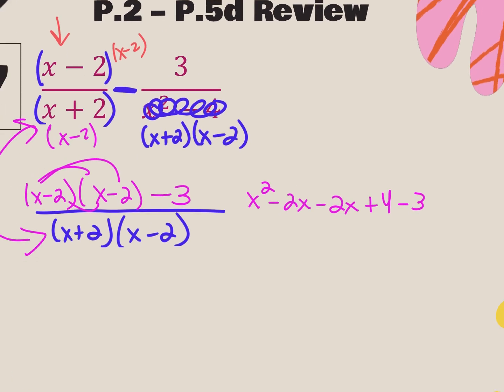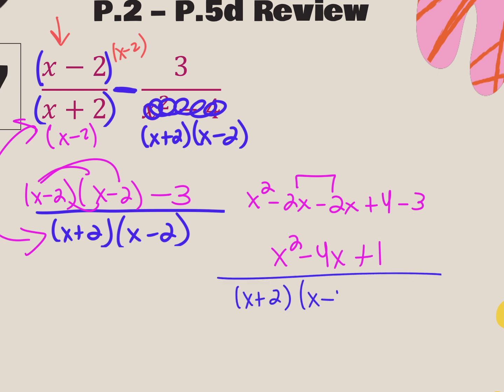What can we combine here, guys? Okay, so I have x squared minus 4x, what? Plus 1. And then what's your denominator? X plus 2, x minus 2. So you guys are going to say, do we have to simplify that more? Yeah, you should. Wait, how many x minus 2? It should be 2, sorry.